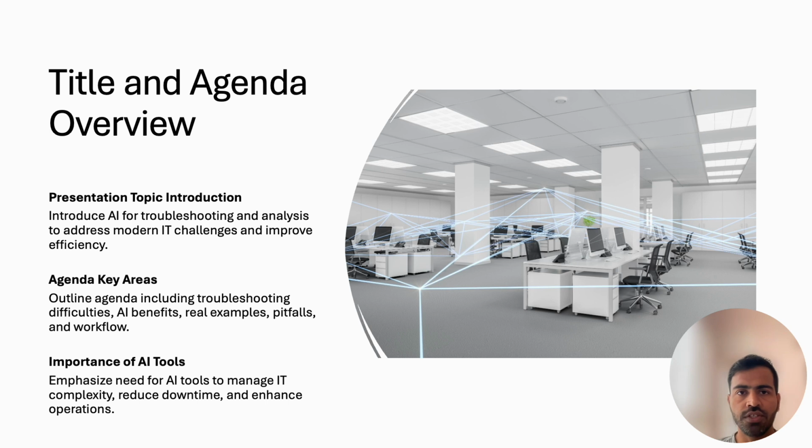This section introduces the presentation topic, using AI for troubleshooting and analysis at work, and outlines the agenda. The agenda includes key areas: why troubleshooting is hard, where AI actually helps, real IT examples, what not to do, and a simple troubleshooting workflow.